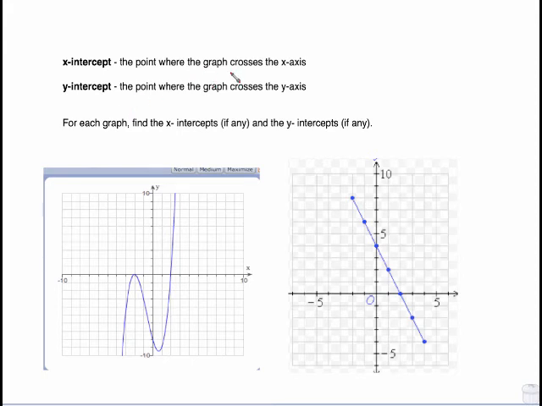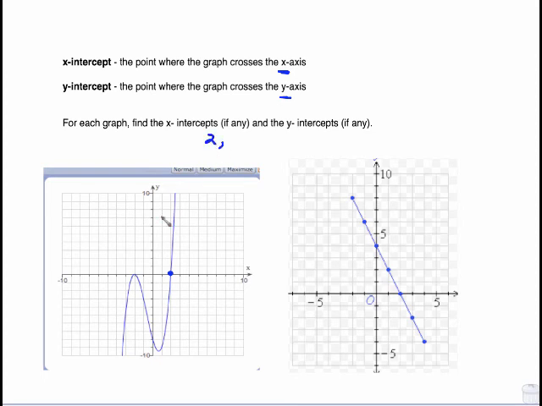X-intercept is the point where the graph crosses the x-axis, and y-intercept is the point where the graph crosses the y-axis. You're going to be able to look at a graph and tell which is the x-intercept and which is the y-intercept. I can look at this graph right here. This point right here, this is where the graph crosses my x-axis. That is the number 2. So the x-intercept is 2.